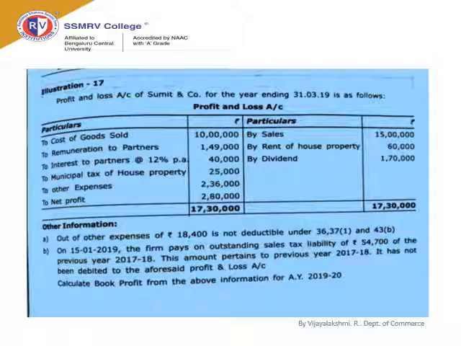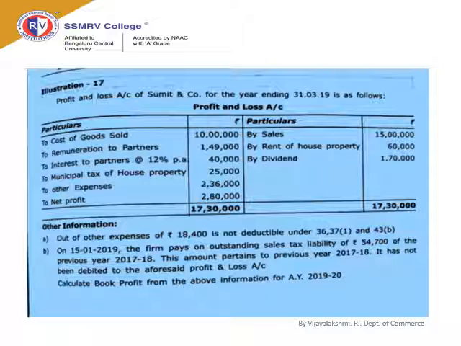Net profit, obviously, is the first item. On the credit side we have sales, rent of house property and dividend. These are the incomes received which should be deducted. Rent of house property and dividend are the incomes which should be deducted. Other information given in the problem: out of the other expenses, rupees 18,400 is not deductible under section 36, 37 subsection 1 and 43B. Therefore, 18,400 of other expenses should be added to the net profit. That means this is an inadmissible expense which should be added to the net profit.